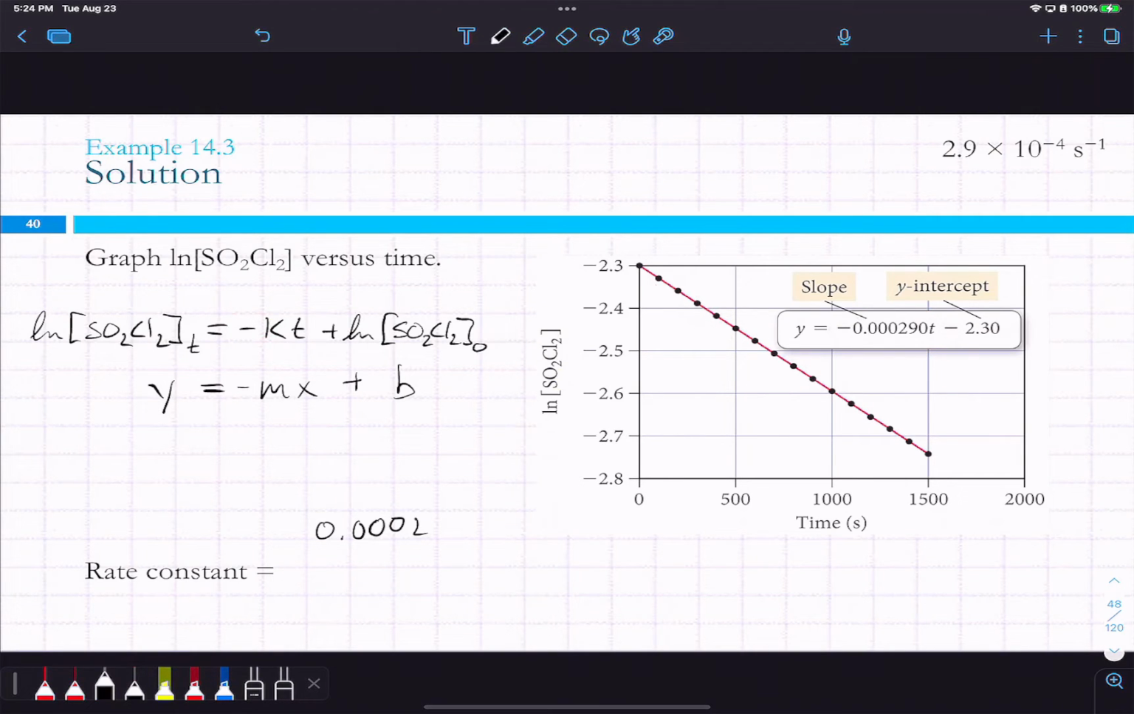So k will be 0.000290, or 2.9. I'm not sure why it's only 2 sig figs in the answer up here, but 2.9 times 10 to the negative 4, and then inverse seconds.